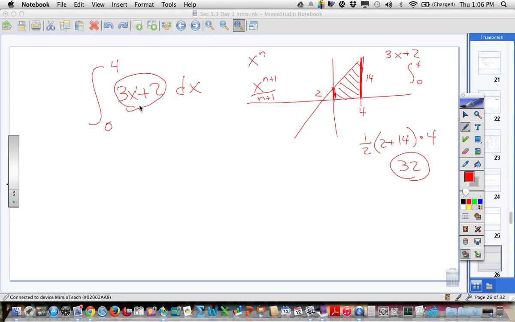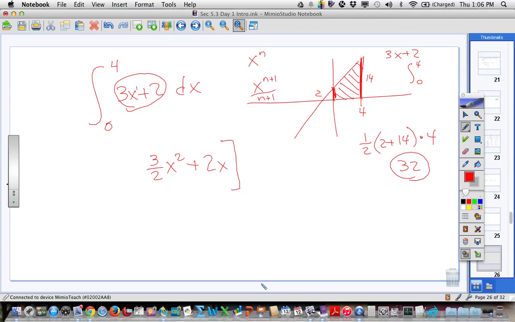So what's the antiderivative of 3x? 3/2 x squared. You raise the power up to a 2, and then you divide by 2. 3/2 x squared, plus, what's the antiderivative of 2? 2x. Now, here's how I want you to show your work, because remember, this is no calculator. So what we're going to do, we're going to use what I call right bracket notation.